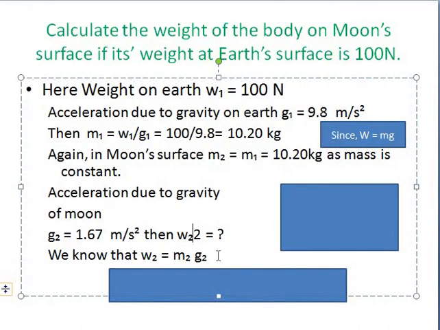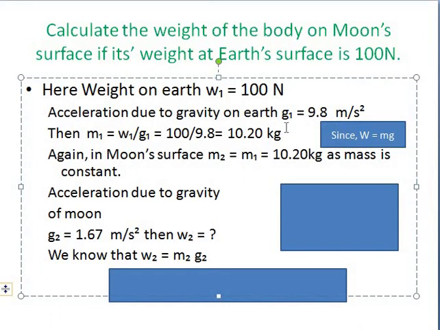Oh, you can write here, look at here. So W2 equal to what? So you know that W2 equal to M2 G2. Same reason: weight equal to M times acceleration due to gravity, mass times the acceleration due to gravity.